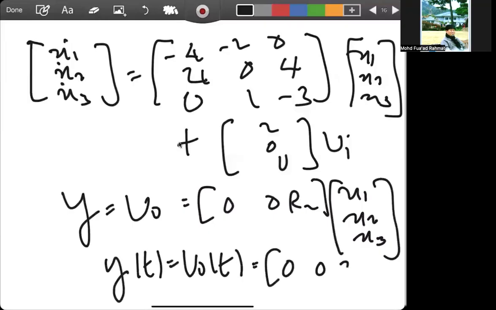0, 0, 3. Okay. The final state space model.